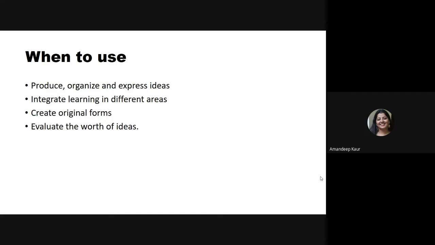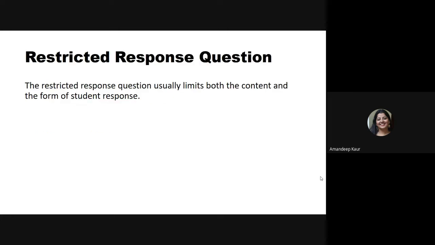When the teacher wants the student to produce something new, to create an original form, evaluate the worth of the idea. So when we say compare, when we say evaluate, when we say identify, when we say locate, these kind of statements are basically to evaluate the worth of the idea. With extended response questions, the student has ample opportunity to provide information in whatever way he or she wants as per the statement designed by the teacher. So these are the more elaborative information that we are able to get from our student population.